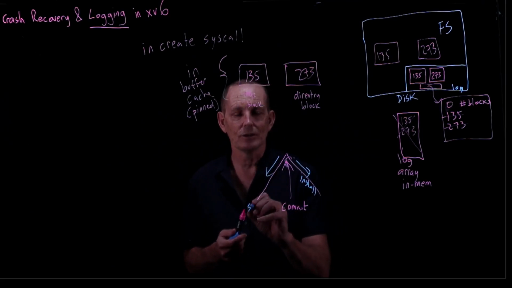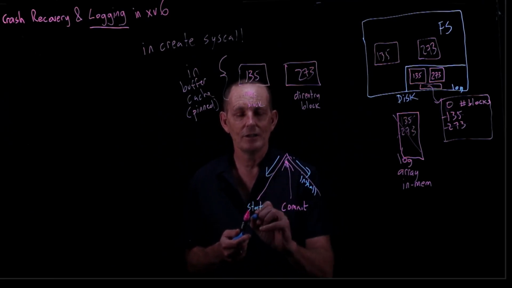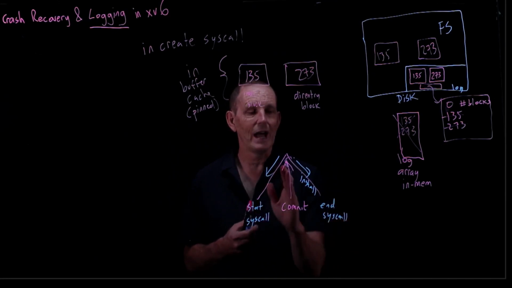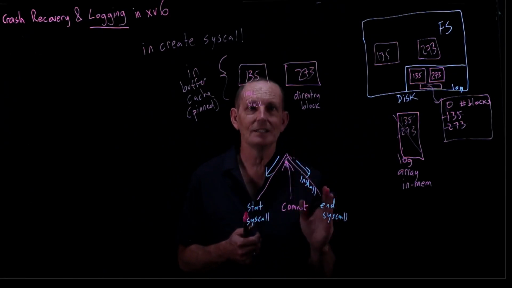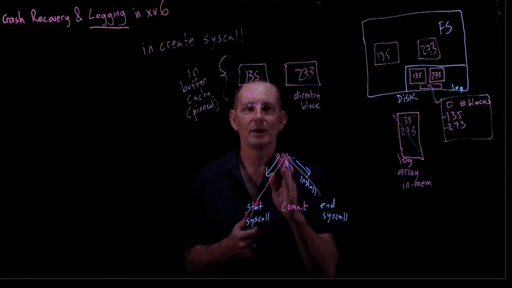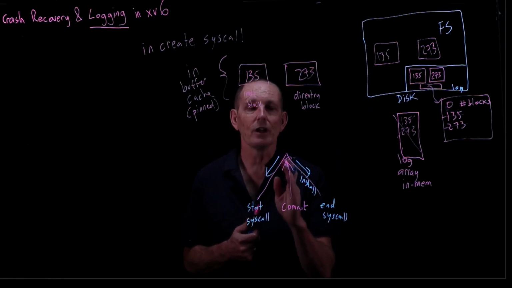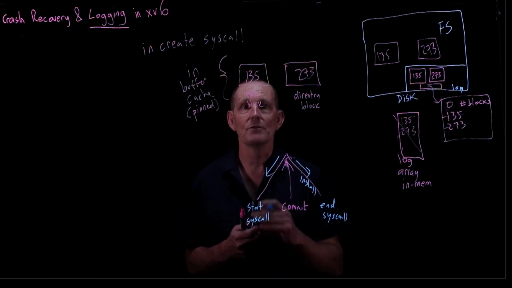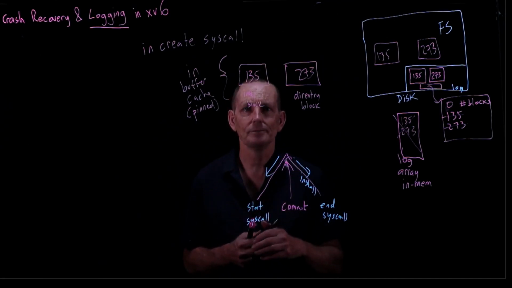And so this is the start of the system call, and this is the end of the system call with it completed. So after the commit point, we're guaranteed to have the results of this system call preserved on the file system no matter what. Before the commit point, we won't at all. So nothing of those blocks will make it.